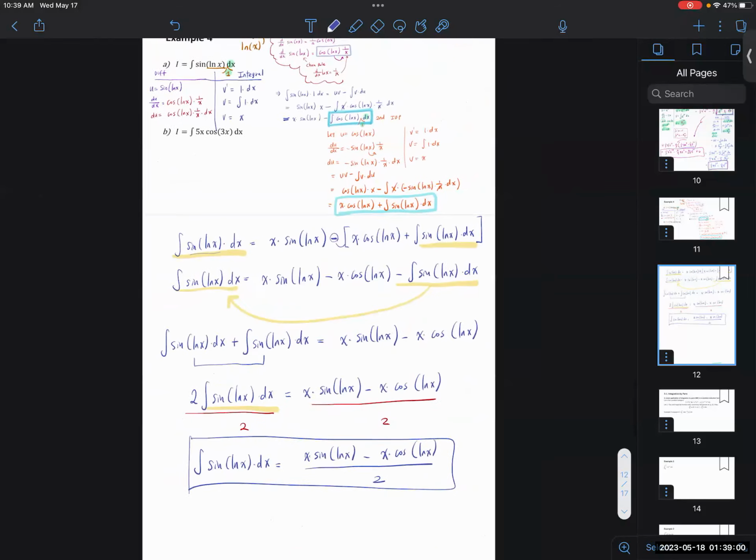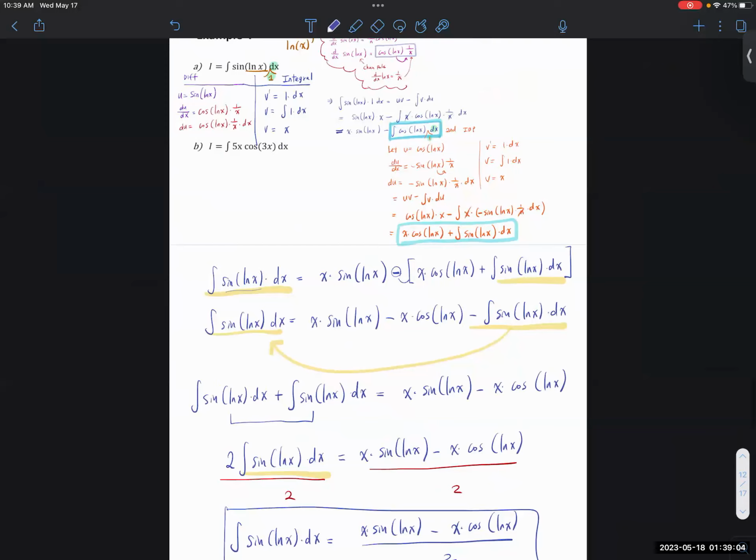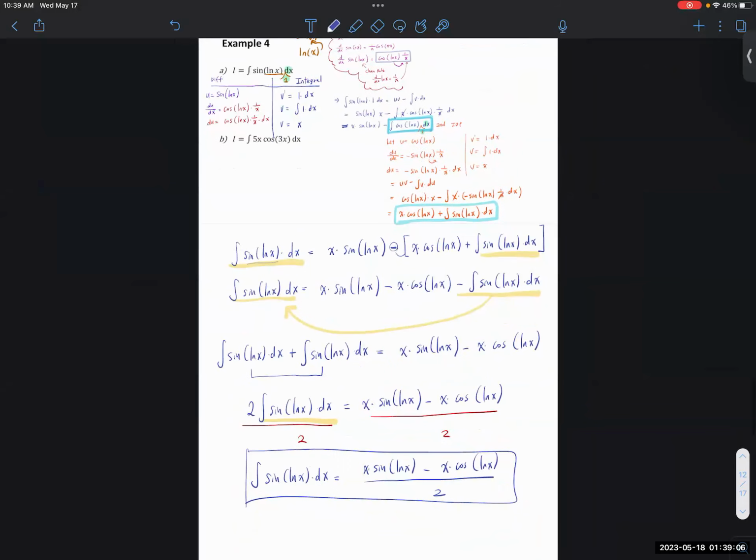So sometimes if you observe there, as you keep using the IBP method, maybe you can stop at some point. There's a commonality you can combine, and then you can find the answer in a shortcut. Okay, that's what it is.